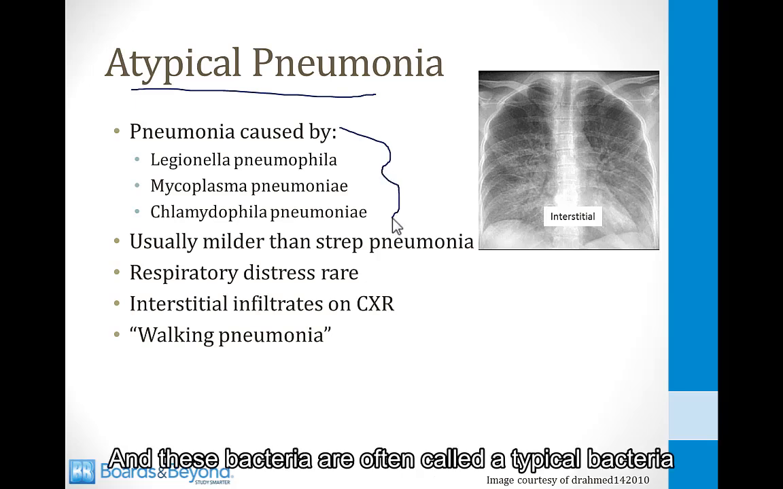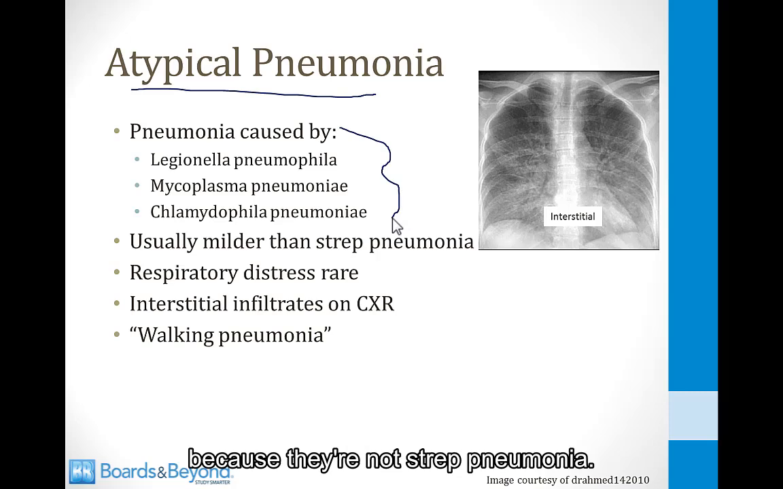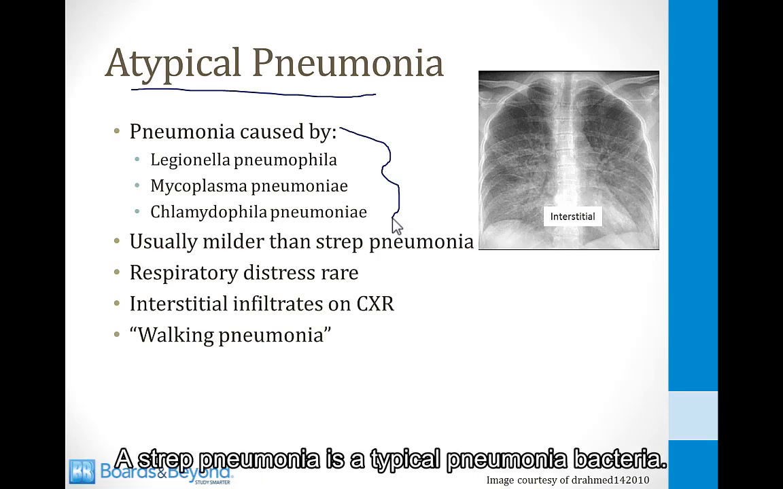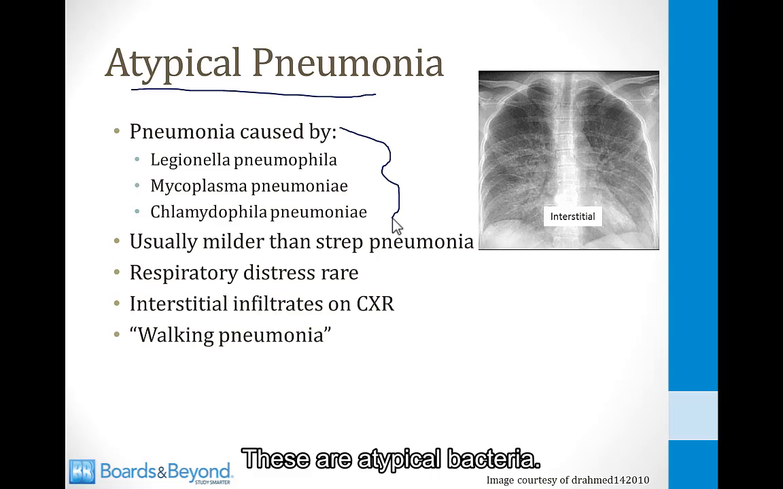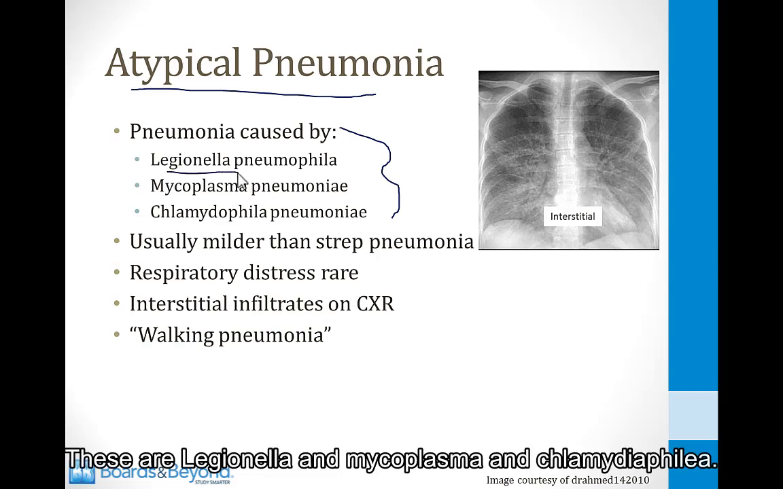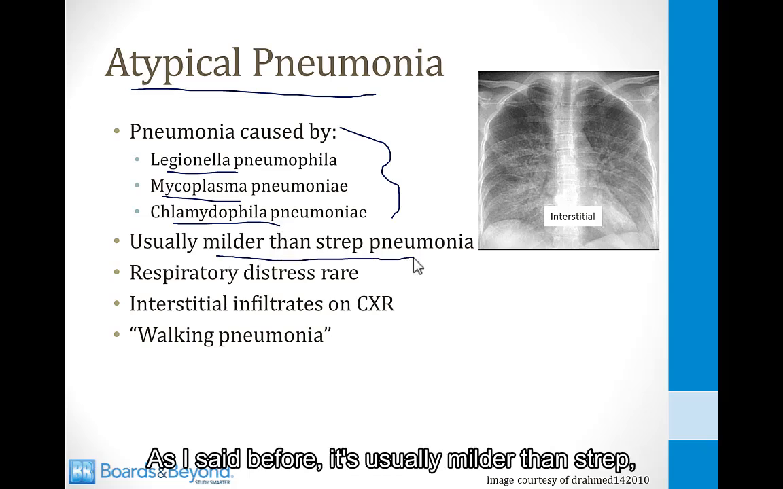And these bacteria are often called atypical bacteria because they're not Strep pneumoniae. Strep pneumoniae is a typical pneumonia bacteria. These are atypical bacteria, and they generally cause that milder interstitial form of pneumonia. These are Legionella and Mycoplasma and Chlamydia. As I said before, it's usually milder than strep.